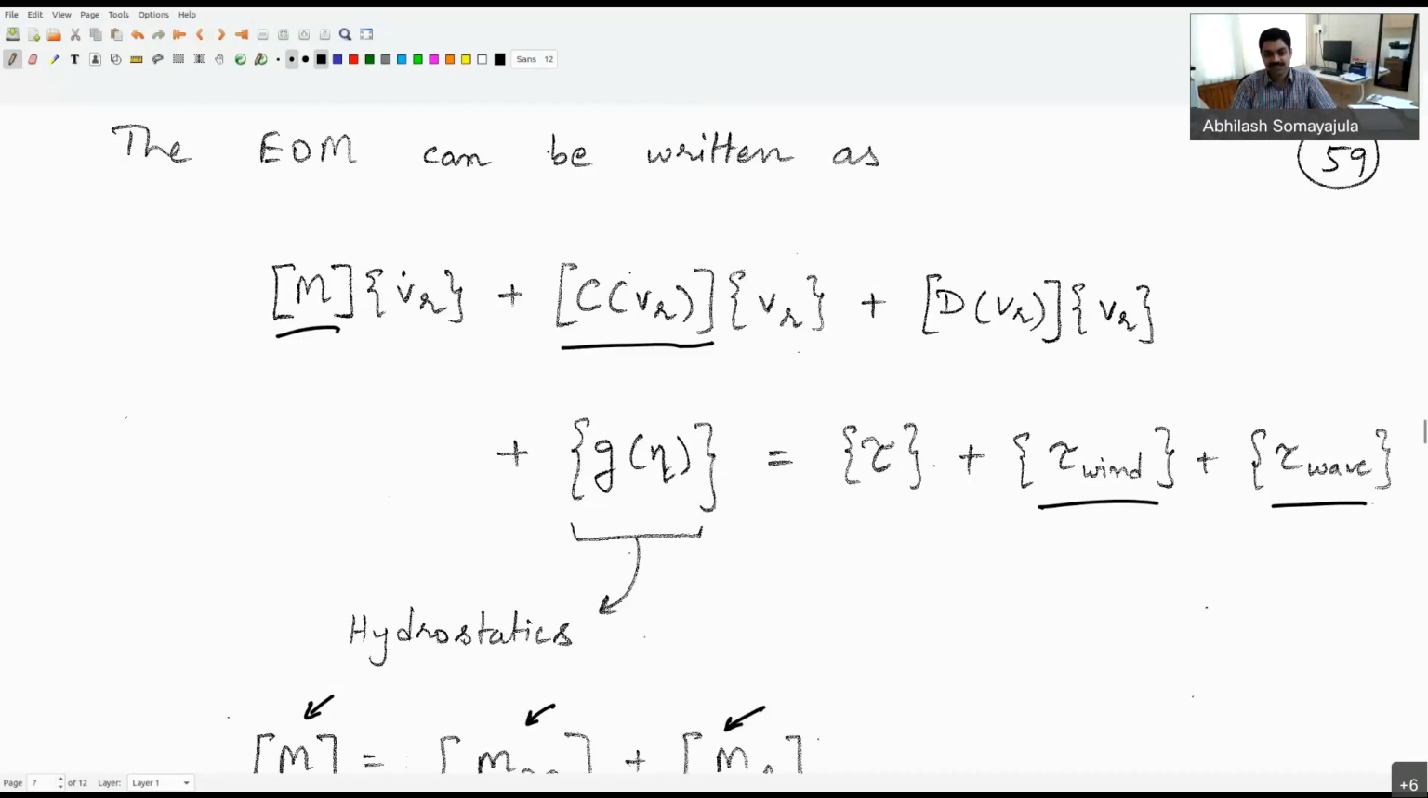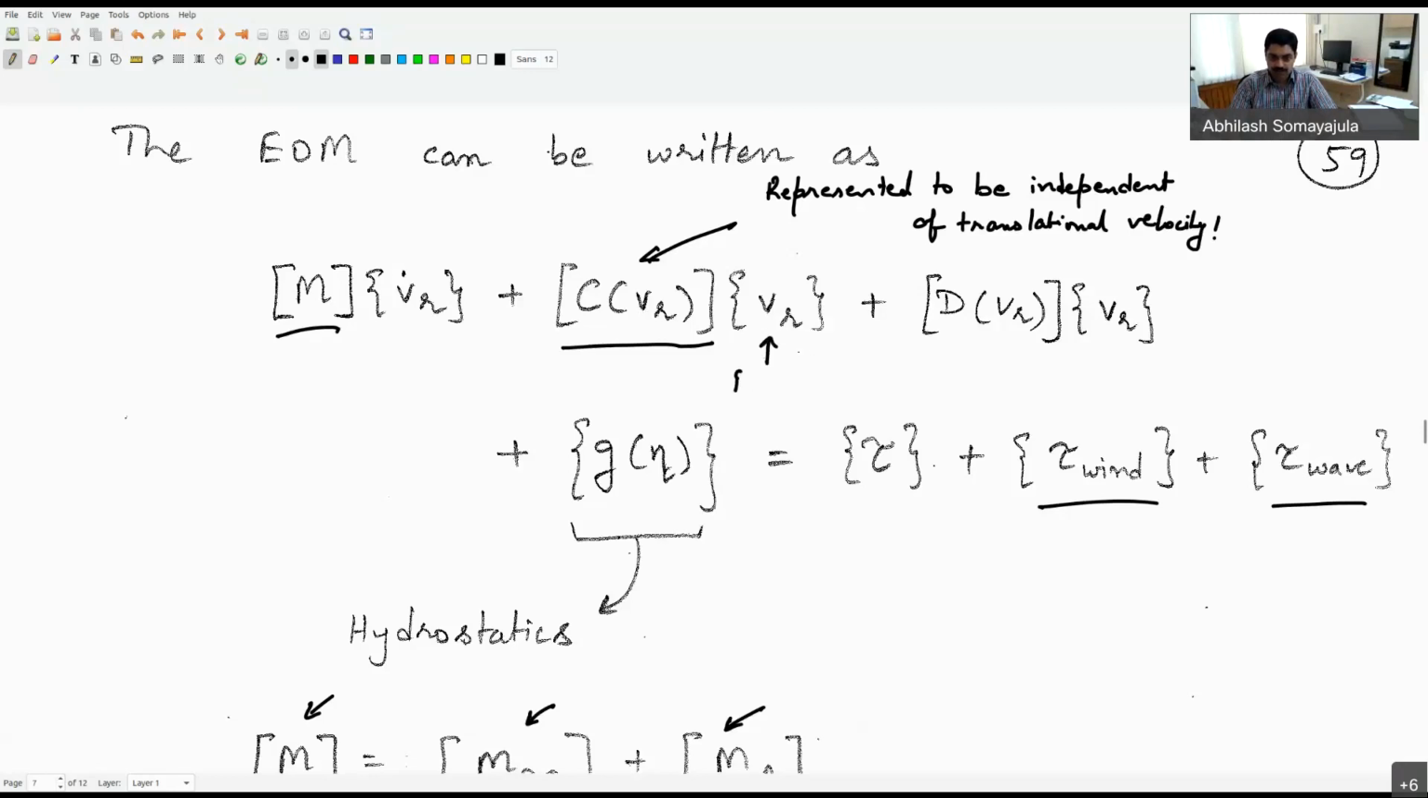Notice that this can be achieved primarily because of the idea that this centripetal matrix can be represented to be independent of translational velocity. When that is possible, we can represent this in terms of VR, where VR is the relative velocity vector with respect to the currents. So we are kind of taking currents, ocean currents, into account.